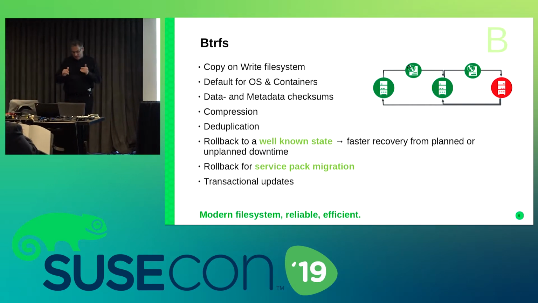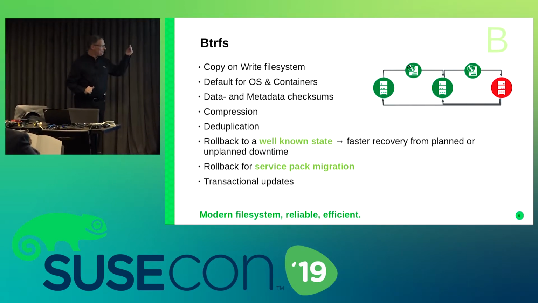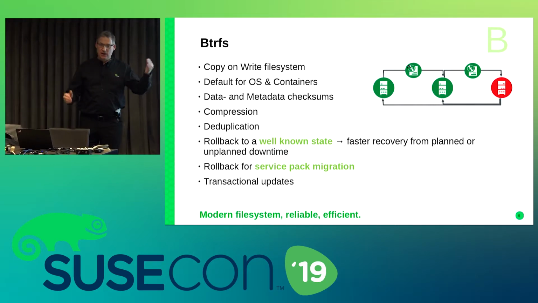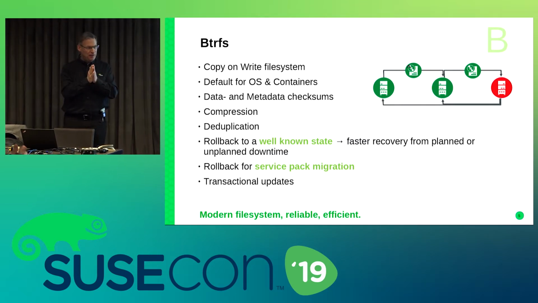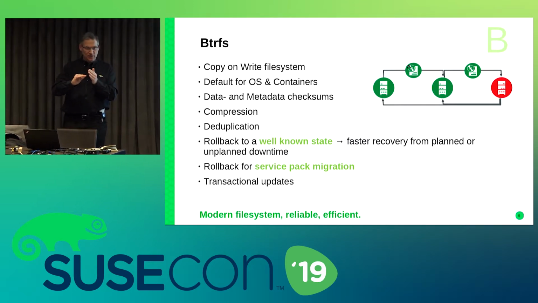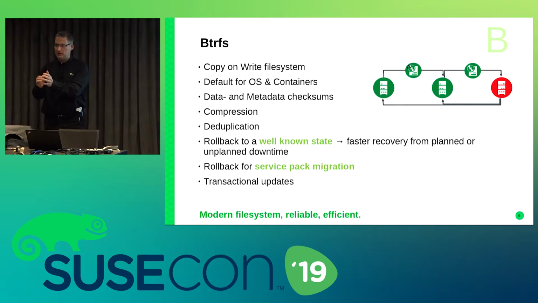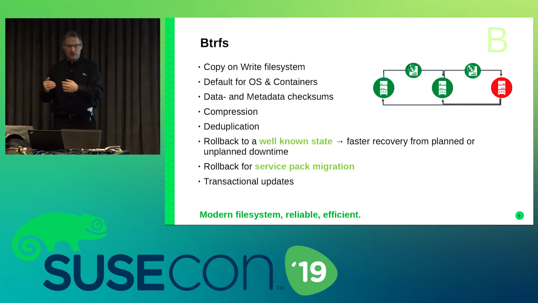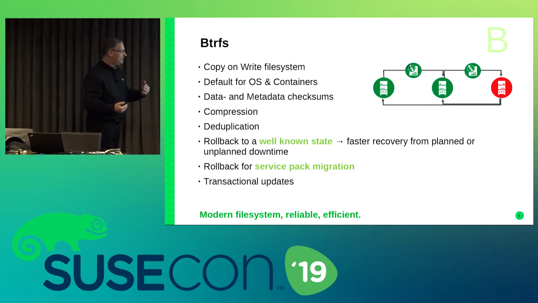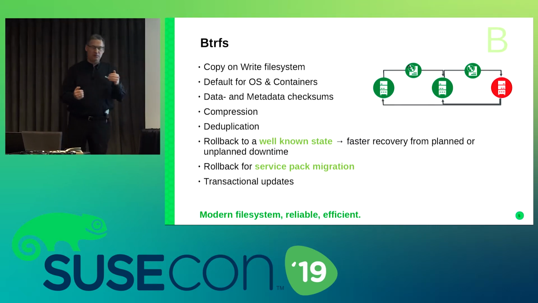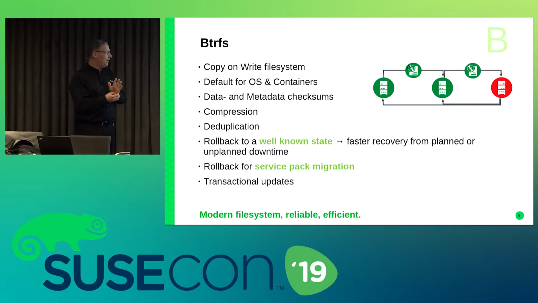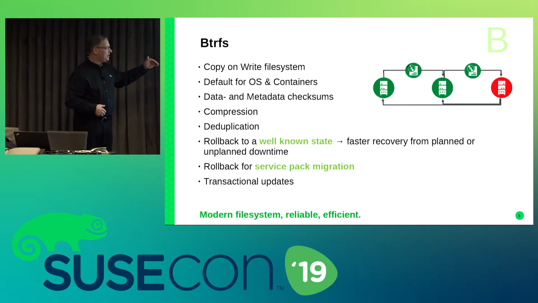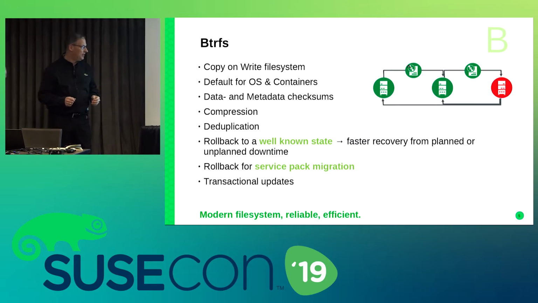Btrfs is a file system. It is a copy-on-write file system, so it's a little bit different from other file systems. Copy on write means when you write something, you are not overwriting what is on the disk, but you are getting a new chunk on the disk where you write the new data, and then just the pointers are changed. This gives you more reliability. In addition to that, we have checksums for data and metadata, which not all file systems have. This is why we have chosen it as the default for the operating system and containers.